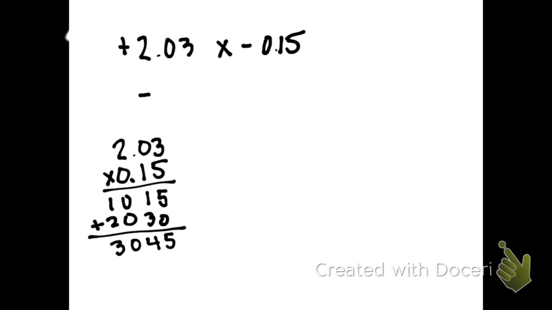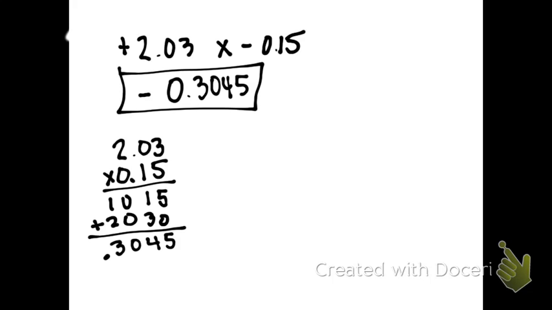Move the decimal point over 4 places. So 1, 2, 3, 4. And you bring that up here as your answer. It's going to be negative 0.3045, or 3,045 10,000ths. Okay? This concludes our lesson.